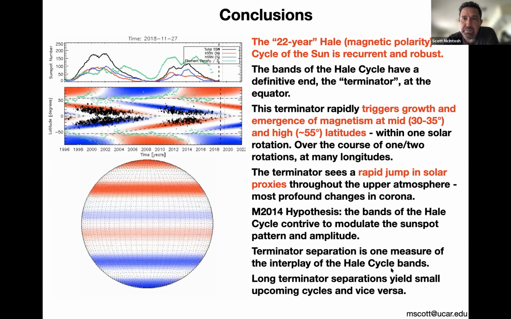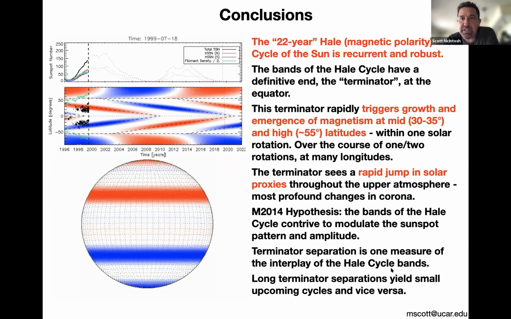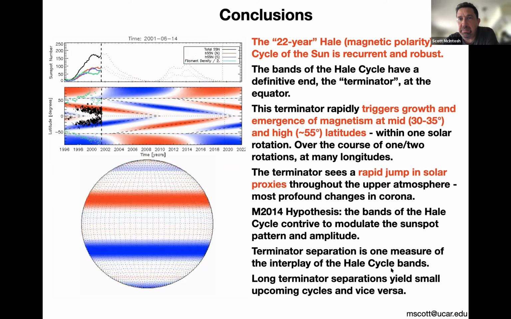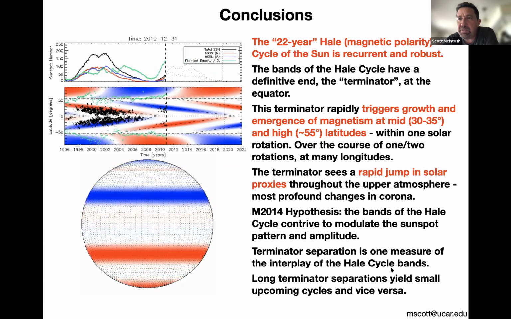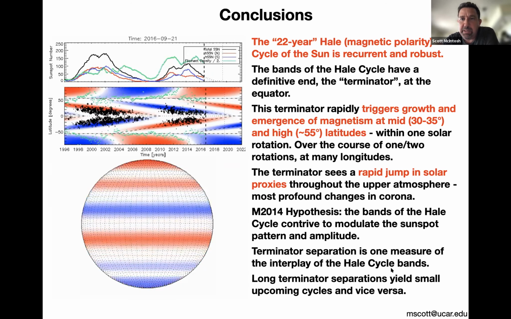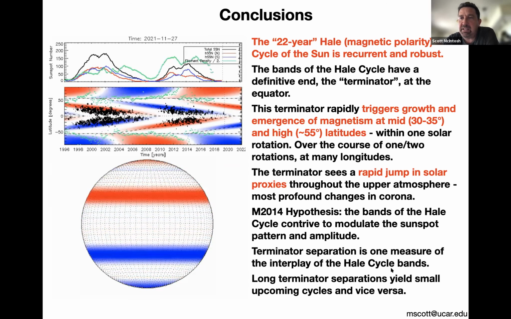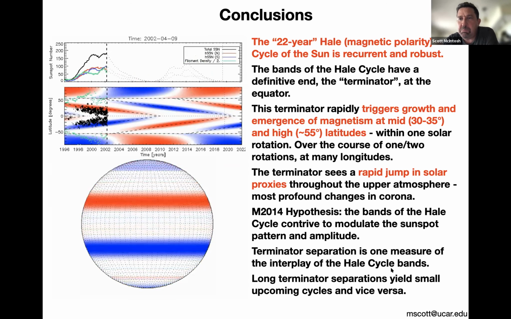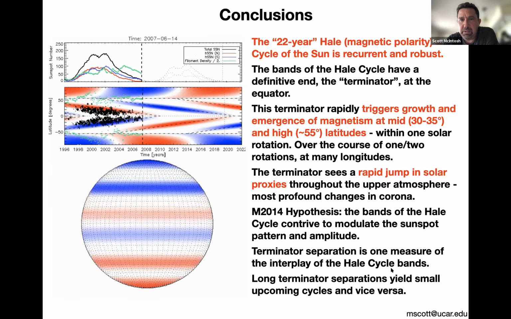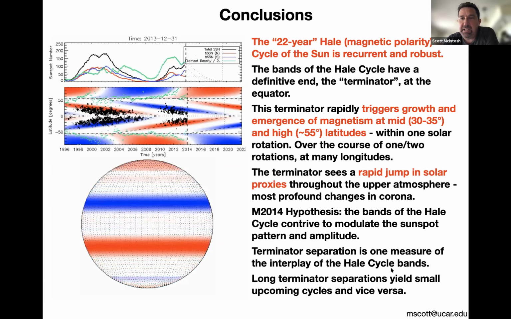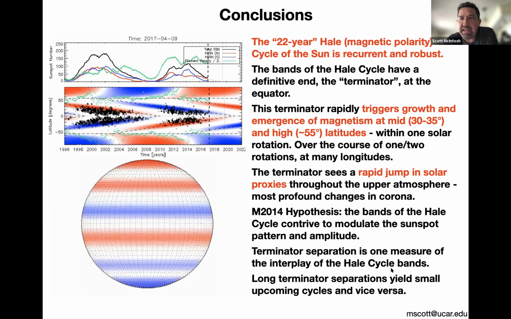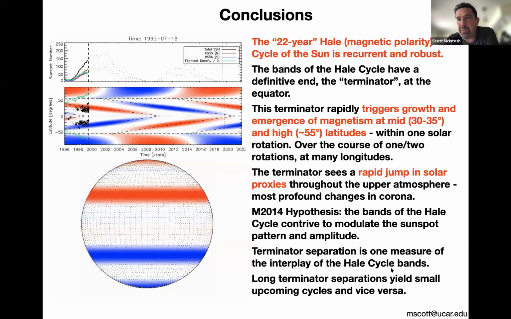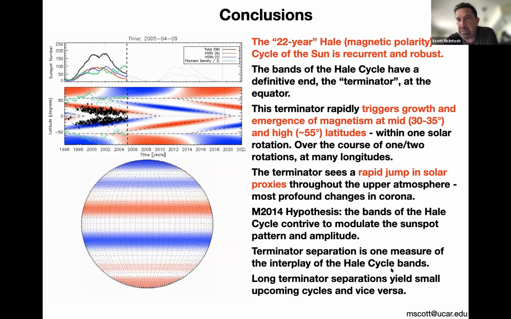For some reason, we are able to trace that 22-year Hale cycle. It seems to be recurrent and robust. Those Hale cycle bands have a very definitive end. We called it the terminator. We called it a million other things. It seems to be a trigger for growth at mid latitudes, and then for the process at high latitudes that triggers the polar reversal.